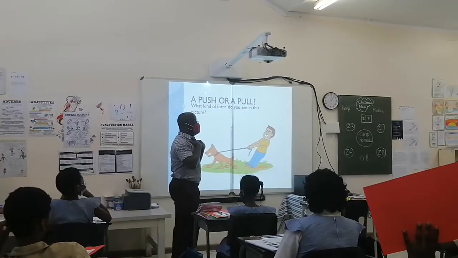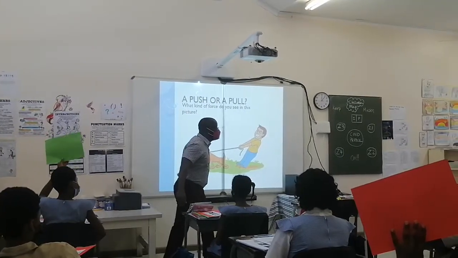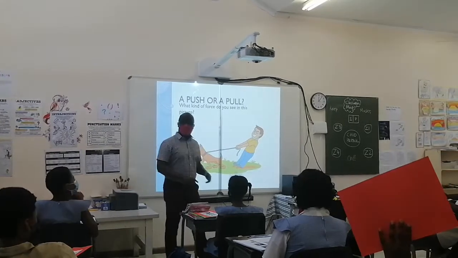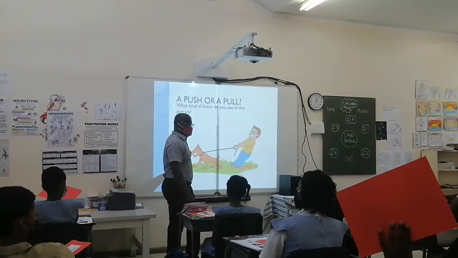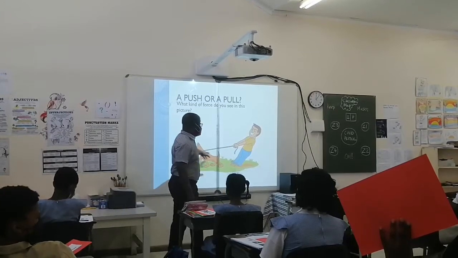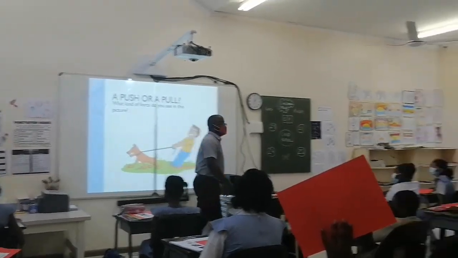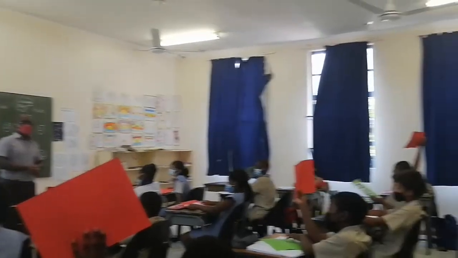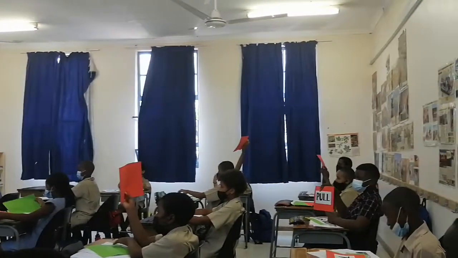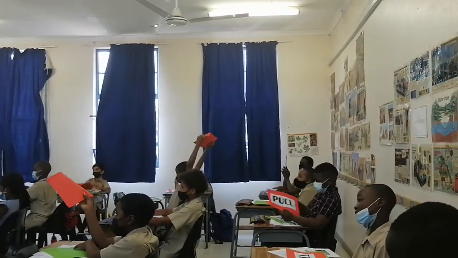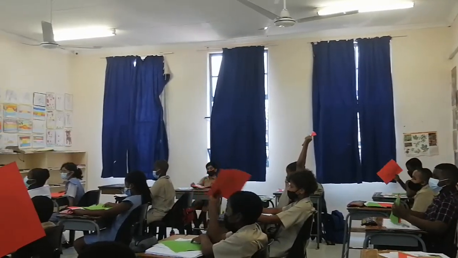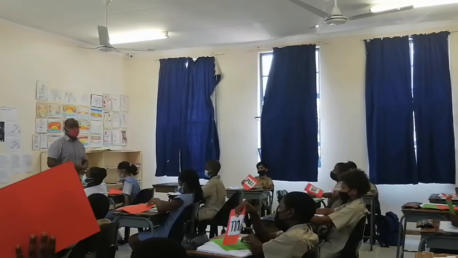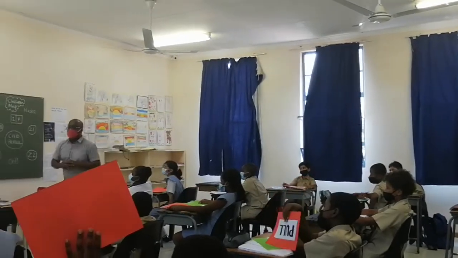Is it pushing or is it pulling? It's trying to pull away from the owner. Yes? And Rahim, what is the owner trying to do? He's trying to pull the dog. So the owner is pulling the dog, and the dog is trying to pull away from the owner. So they're both pulling. Okay? You can think of other examples where there are two pulling forces working together.